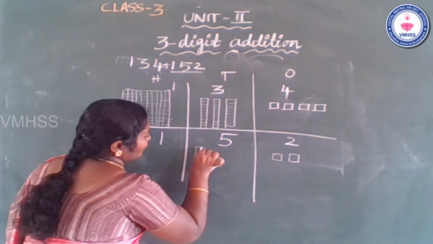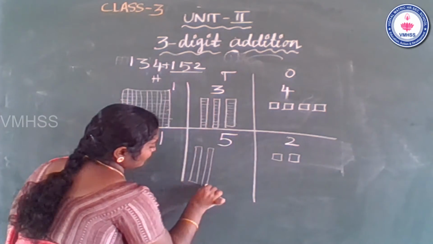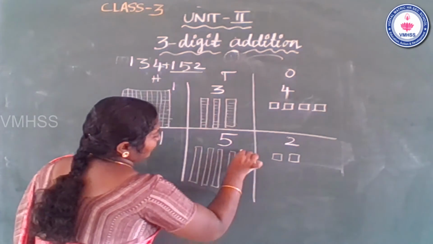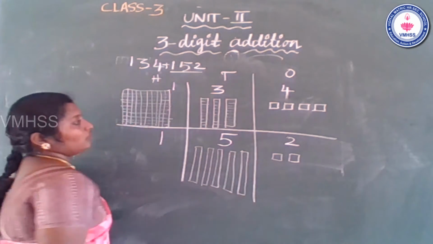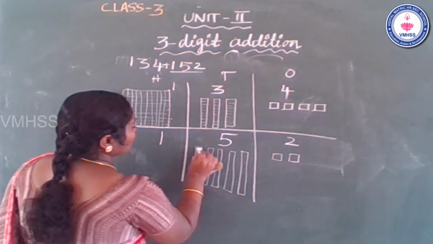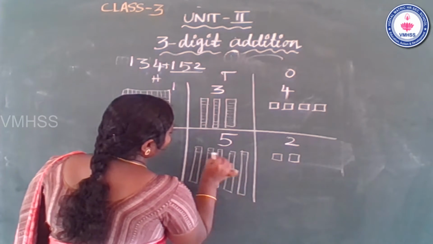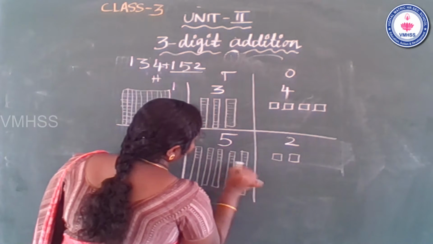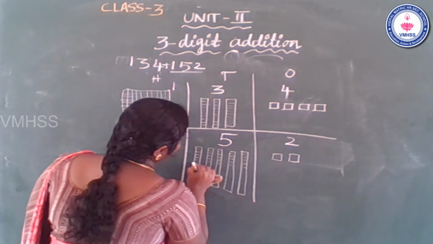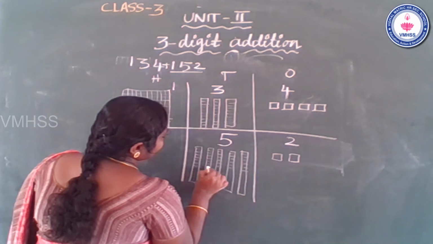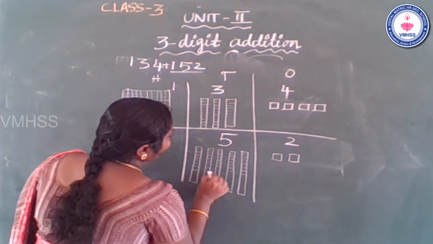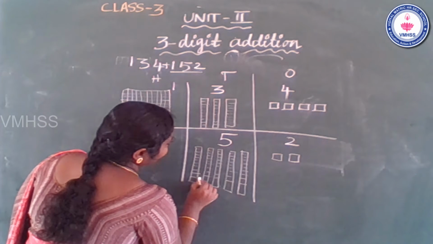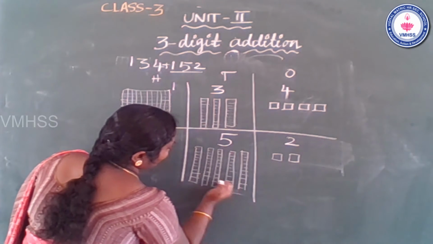So 1, 2, 3, 4 and 5. Okay. So you stick 10 box. 1, 2, 3, 4, 5, 6, 7, 8, 9 and 10. Okay, students.